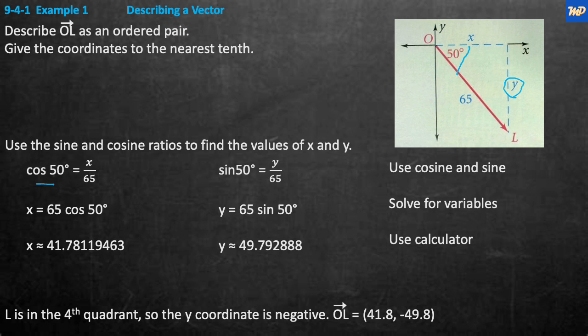So, and note, L is in the fourth quadrant, right? When we look at this as our coordinate plane, Cartesian plane, this is 1 up here, 2, 3, and 4. We're in the fourth quadrant. And in the fourth quadrant, x is positive, y is negative. So L is in the fourth quadrant, so the y coordinate value is negative. So OL marked off on the coordinate plane is equal to 41.8, that's to the tenth, 41.8, comma, negative 49.8. Okay?